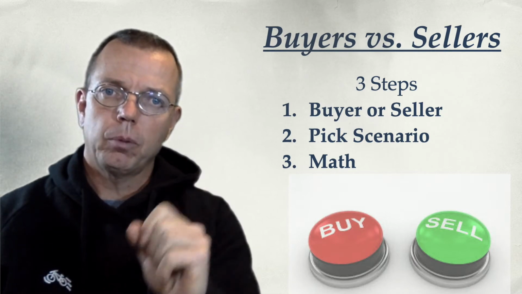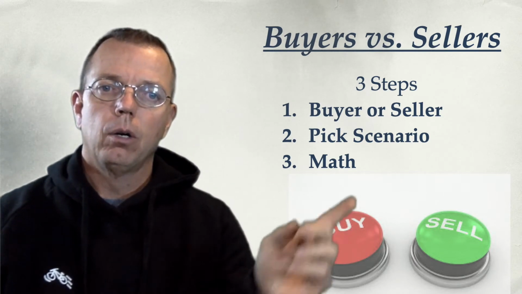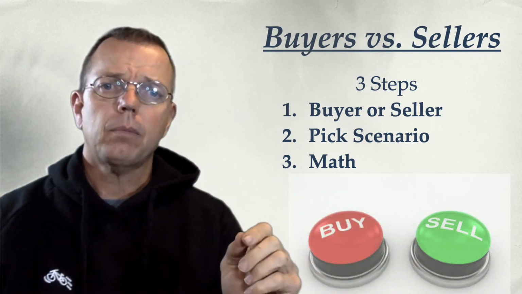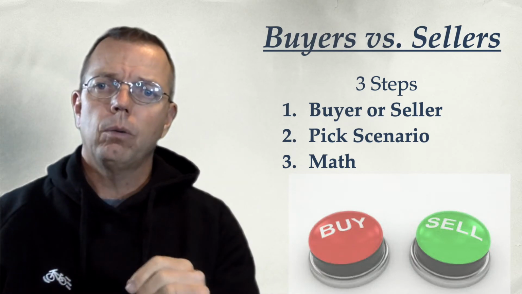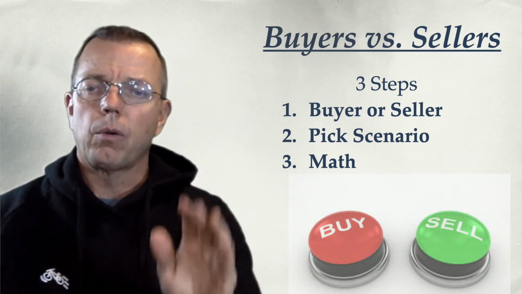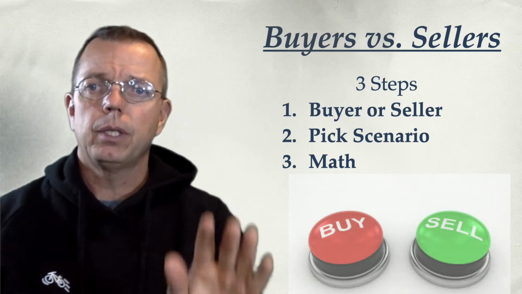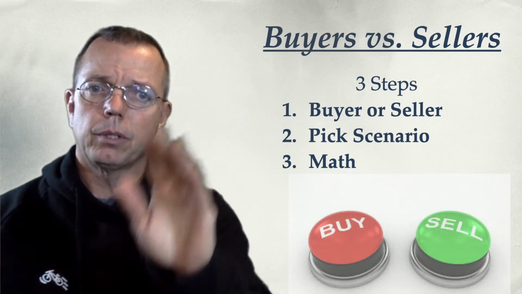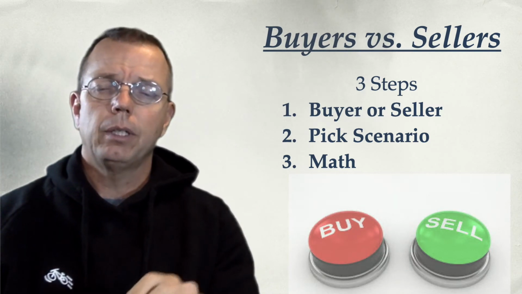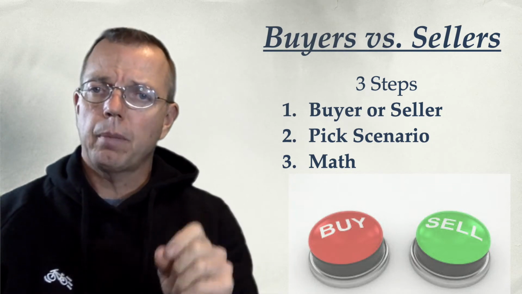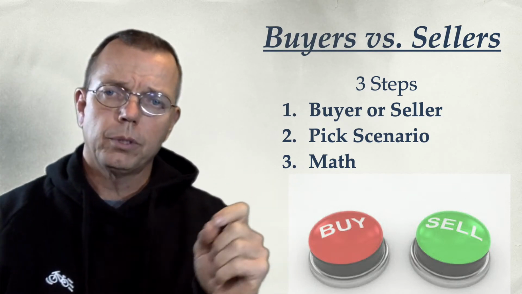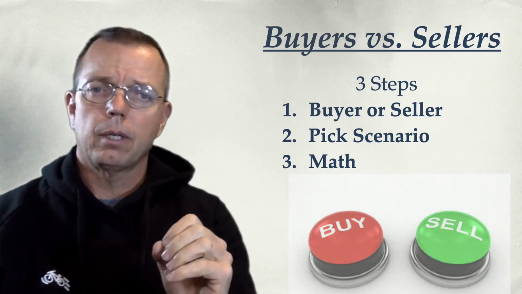So the first step, number one, is we need to decide, are we a buyer or are we a seller, right? Second, we need to follow which scenario does it fall under? Are we returning something? Are we paying for something? Or are we buying or selling something? So that's what we're going to look at. And then last but not least, the math. So we need to look at the math, and it comes to when we're looking at terms for payments and that sort of thing.